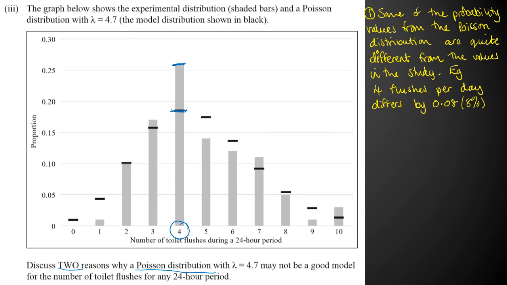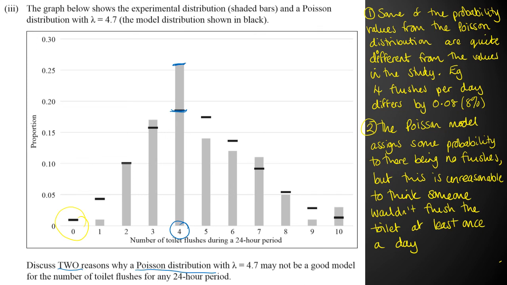The other thing to think about is this value here at 0. So if we're thinking about the number of flushes in a 24-hour period, it's unreasonable to think that that could ever be 0 in real life. Nobody's going to not use the toilet for a whole 24 hours. So that would be another reason why the Poisson distribution wouldn't be a good model, because it does actually give a probability for there being no flushes, whereas that's unrealistic to think could actually happen.